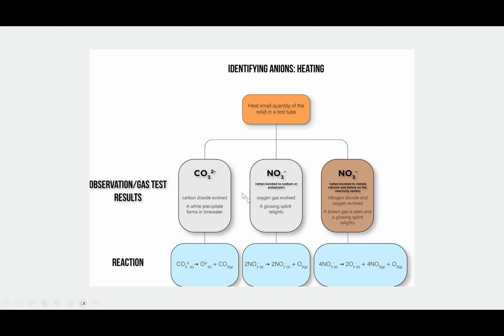If we're bonded to more reactive metals such as sodium and potassium, we know these two metals are extremely reactive. It will give off oxygen gas and keep the NO2 bonded to it, so you're going to have something like potassium nitrite or sodium nitrite. But in the case of something less reactive, the nitrate will decompose into nitrogen dioxide, which is brown, and oxygen, which can relight a glowing splint. So hopefully that information makes sense.